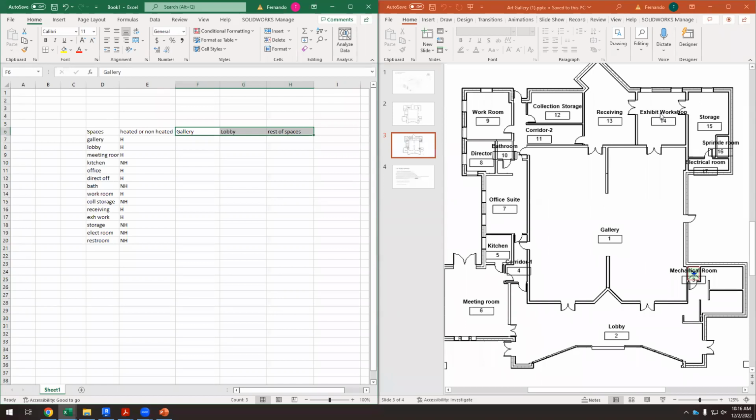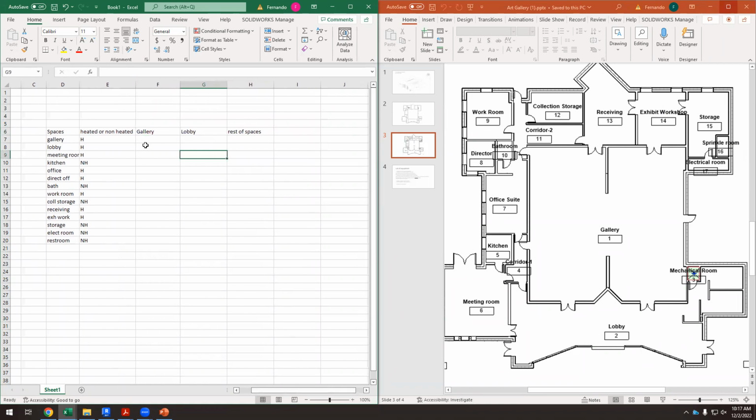Okay, but when we have complicated buildings, probably we need different systems for different spaces. In this building, I think we can assume that the rest of the spaces are the same size and have almost the same use, like offices or meeting rooms or whatever. But the gallery and the lobby are two different things. Okay? So I need this.